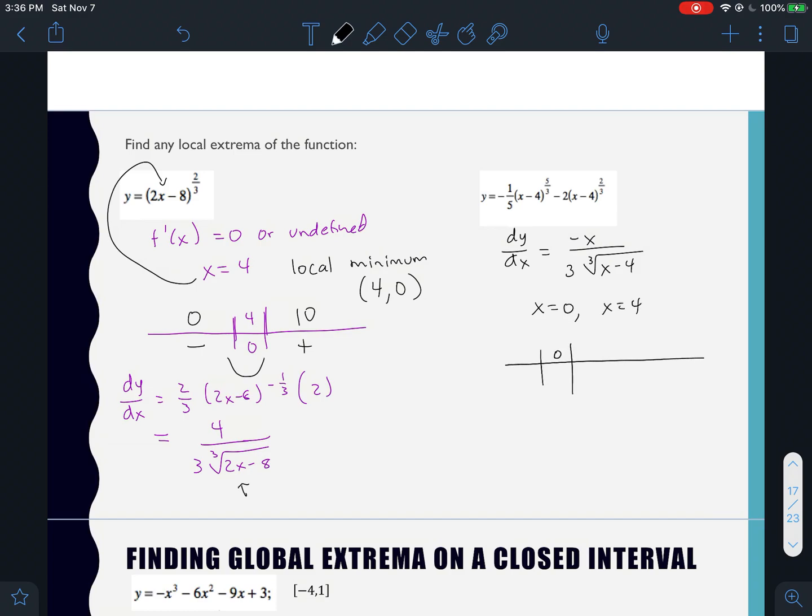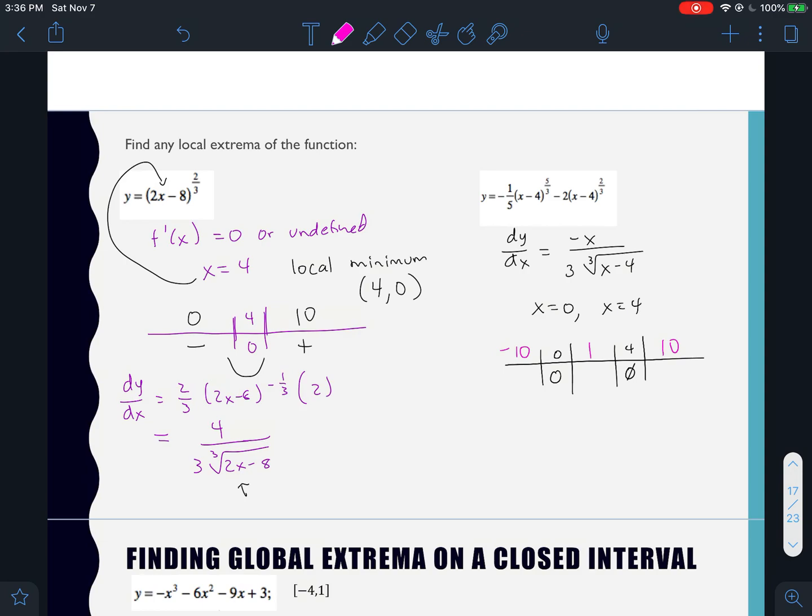So critical numbers at x equals 0, x equals 4 were my critical numbers. So we're going to put those in the sign chart. So 0 and 4. We know when we plug in 0, we get a 0. And if we plug in 4, it's undefined because that made the denominator 0.